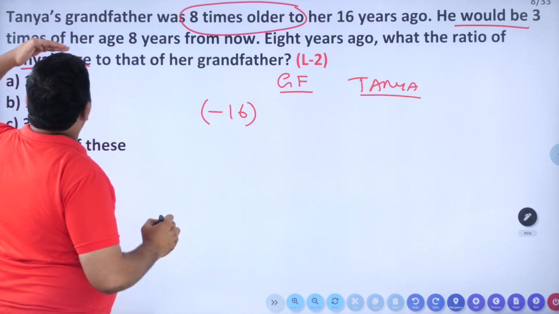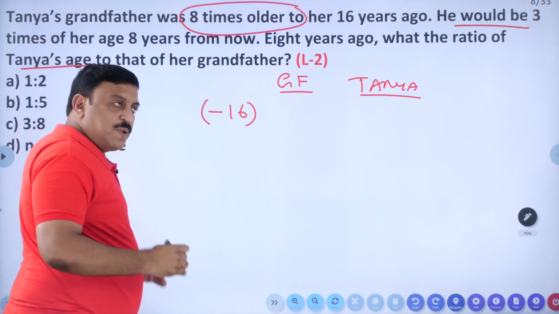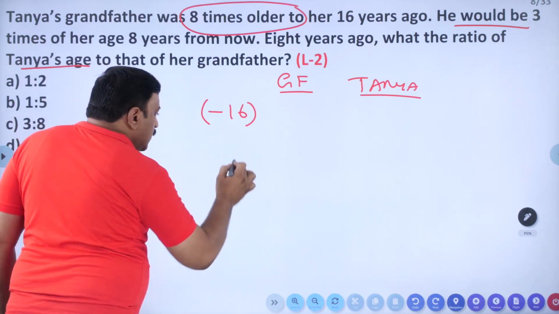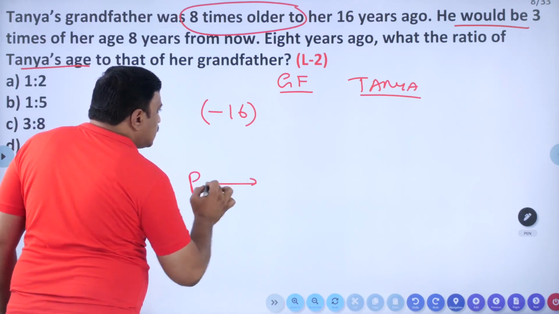He would be 3 times her age 8 years from now. From now means present. Okay, I will do this one. That is present. I will keep it here. Okay, I will keep the present here.